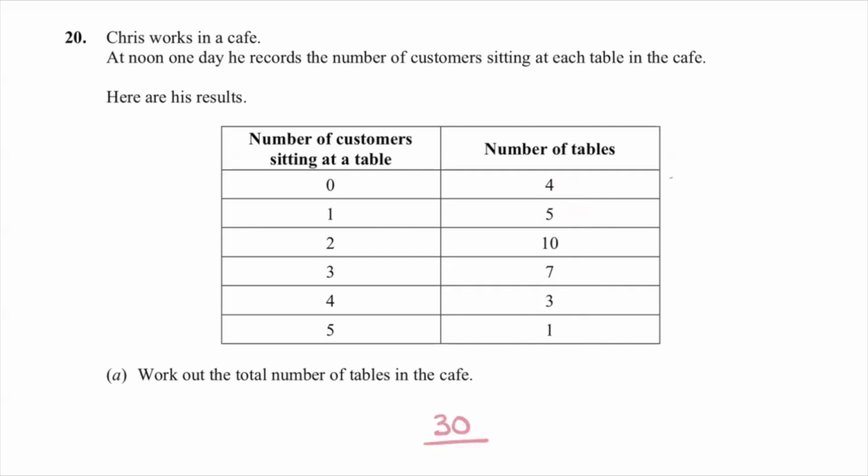This is a 1 marker, so you're not going to get anything for method marks. But what I would say is maybe add it up twice. Add it up once and then double check you didn't do anything wrong in that calculator. So you've definitely got the right answer.